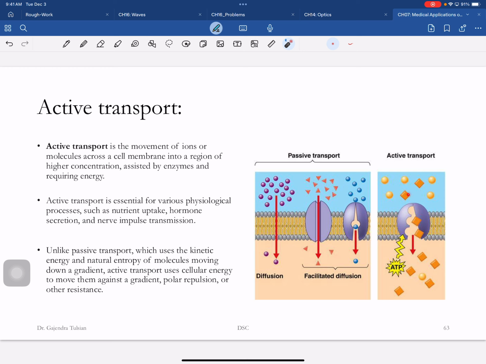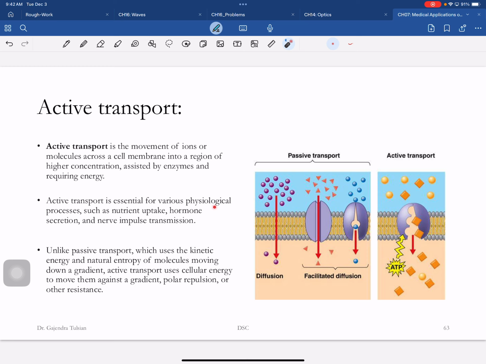But there are many occasions when you have to move stuff from lower concentration to higher concentration. You could do that with pressure, but if that is not enough, you might have to spend energy. And when you have to spend energy, that is active transport.